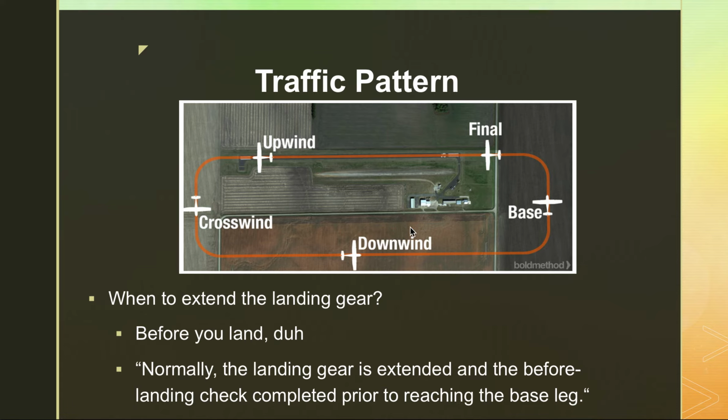So I start doing a GUMPS check on downwind. You might not be able to get through them all the way because you're then transitioning from downwind to base. The gear's in transit. You're still kind of reconfiguring the aircraft. But base leg on, you need to have pretty much your full GUMPS check done.